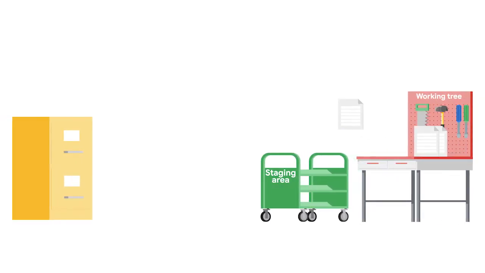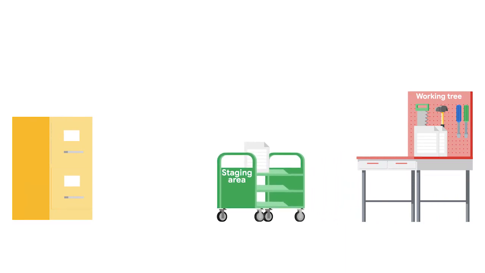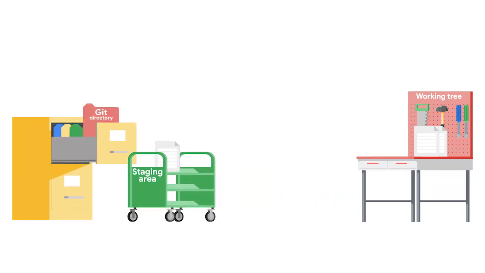In our last video, we mentioned that any Git project will consist of three sections: the Git directory, the working tree, and the staging area. The Git directory contains the history of all the files and changes. The working tree contains the current state of the project, including any changes that we've made. And the staging area contains the changes that have been marked to be included in the next commit.